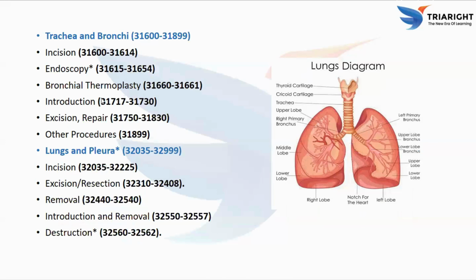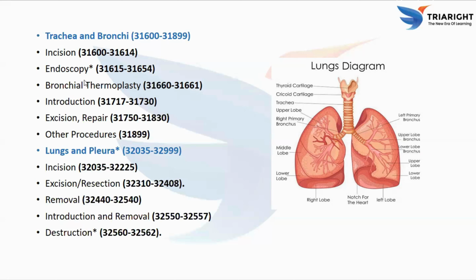And the next section is trachea and bronchi. Trachea means a windpipe, and bronchi are the main airways which are located inside the lungs. The code ranges are from 31,600 to 31,899. Incision involves the surgical opening of the trachea or bronchus, with examples like tracheostomy or tracheal incision for airway access.